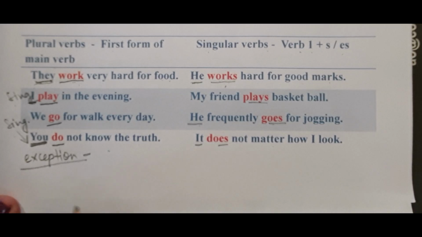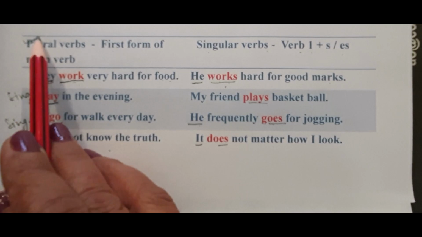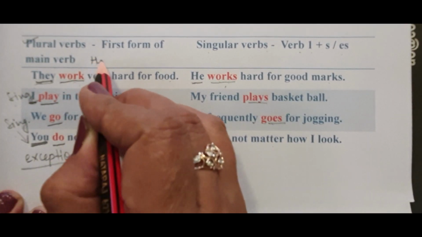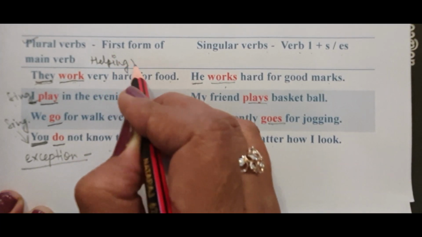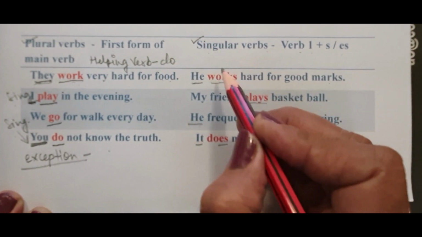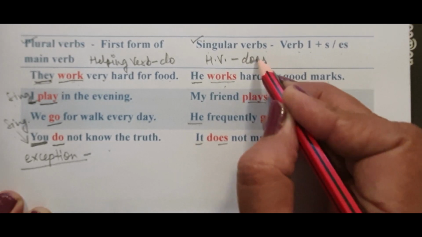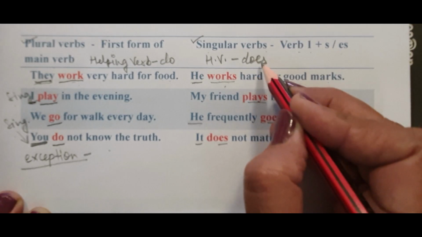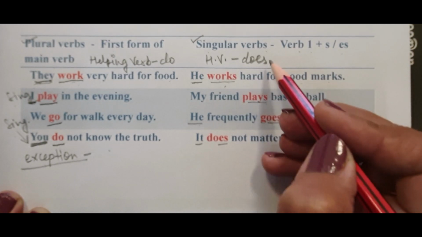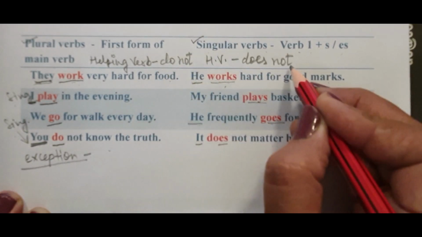Very quickly, let me tell you how to make sentences negative in present indefinite tense. One example is already given. Do not. If plural verb is used, we have to add helping verb do. And if singular verb is used in a sentence, in order to make it negative or interrogative, we have to use helping verb does. Because singular verb is S verb. Do should have ES. So, in order to make it negative sentence, we will write does not. Do not for plural, does not for singular.